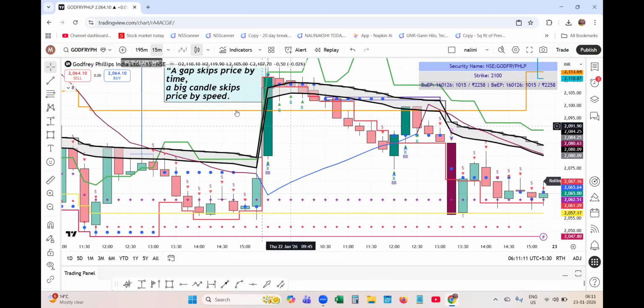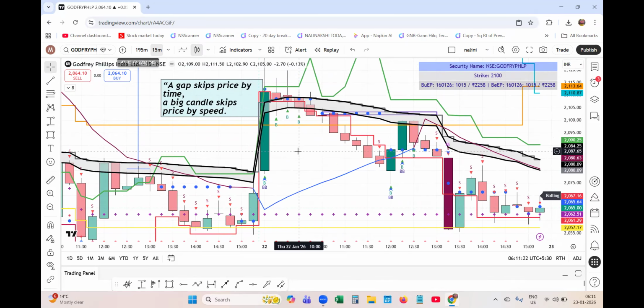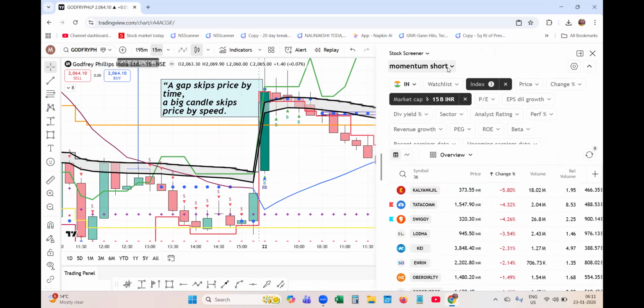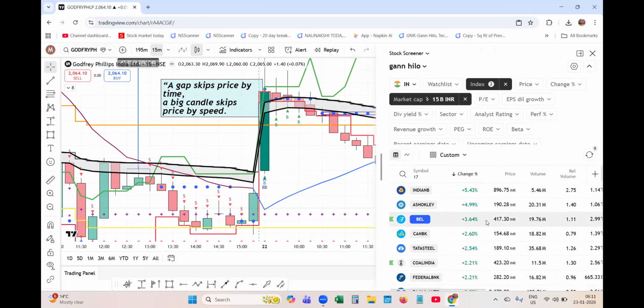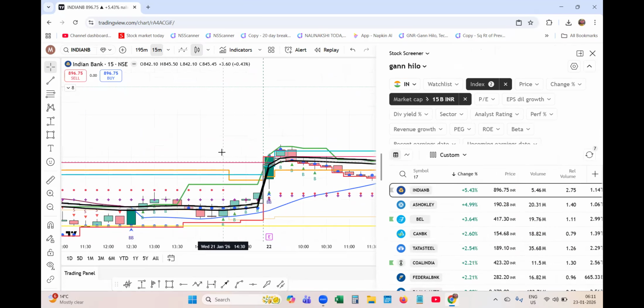This is how it works. This is another type of gap. A big candle skipping the prices by speed is not an advisable trade in the market. Suppose you go to the screener, let me go to the GANN HiLo screener, and you can see Indian Bank.